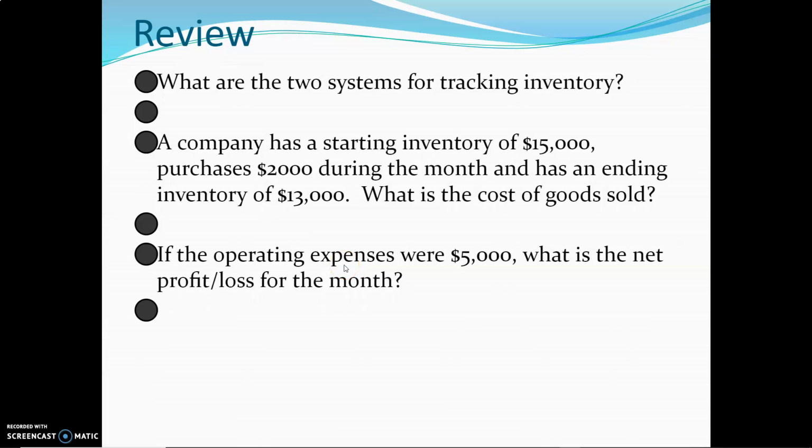Alright, in this lesson we're going to be looking at purchasing merchandise. But before we jump right into that, we are going to take a quick review. So, from lesson 1, we should be able to answer this. What are the two systems for tracking inventory?